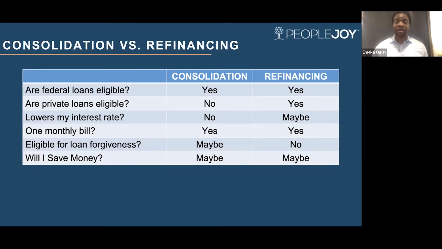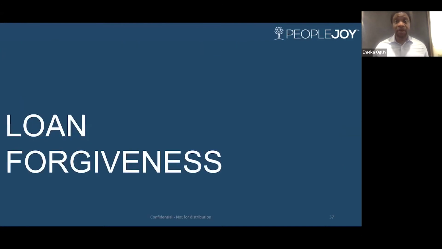With consolidation, it may actually make your loans eligible for loan forgiveness. With refinancing, as we mentioned, those loans are not forgivable. And in both instances, you may be able to save money through lower interest rates, through loan forgiveness, and through federal subsidies. So now we're going to go and talk about loan forgiveness.